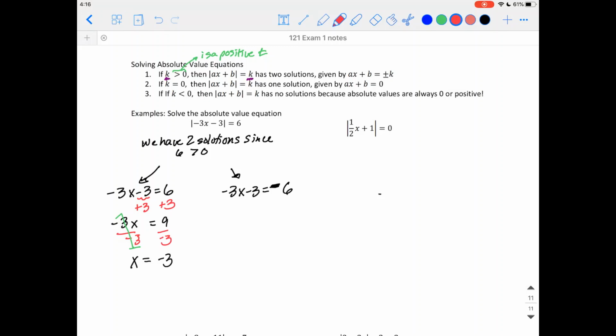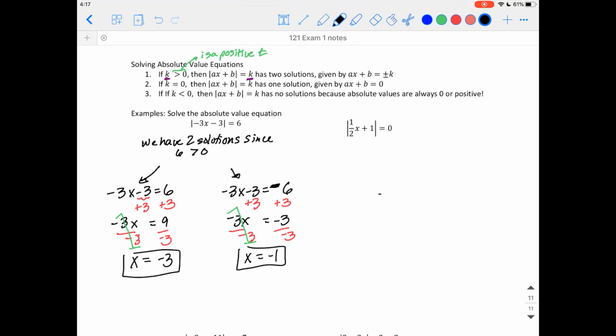The next equation, I'm going to still add 3 to both sides. On the left-hand side, I'm left with negative 3x. On the right-hand side, I'm left with negative 6 plus 3, which is negative 3. And then I'm going to divide both sides by negative 3. Again, these simplify to 1 times x is just x is equal to 1. So I have two answers.